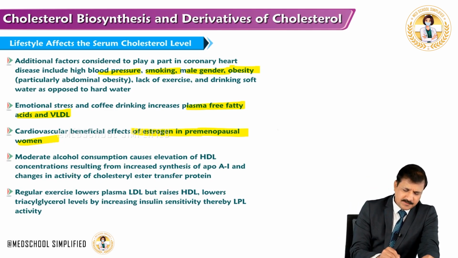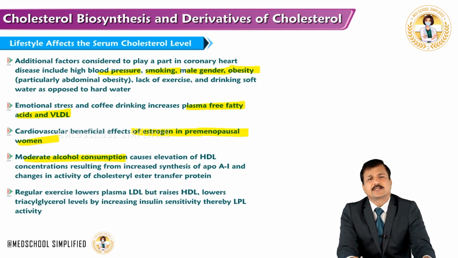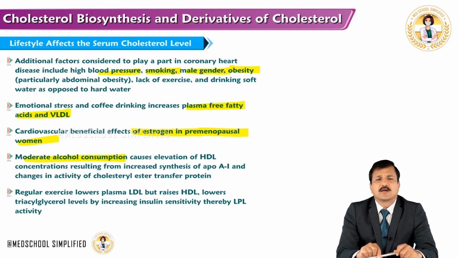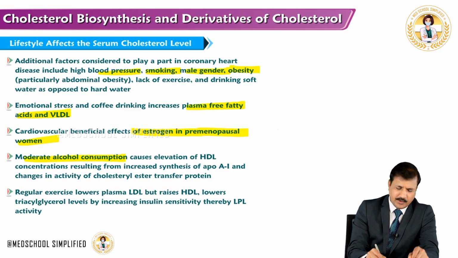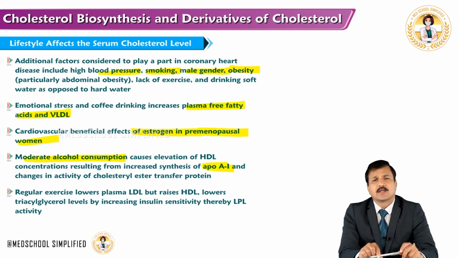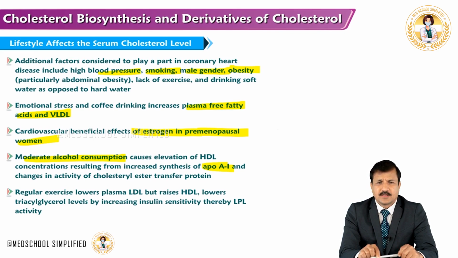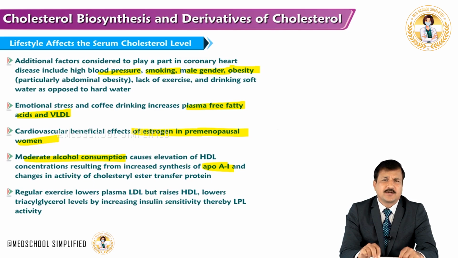And also moderate consumption of alcohol may lead to an increase in HDL concentration because of alcohol's effect on increasing the synthesis of ApoA1, which is the major apolipoprotein present in the HDL molecule, and it is essential for the synthesis of HDL. And also alcohol modifies the activity of cholesterol ester transfer protein, and thereby moderate consumption of alcohol has shown a beneficial effect. And particularly red wine, because of its antioxidant content, may also prove to be beneficial.